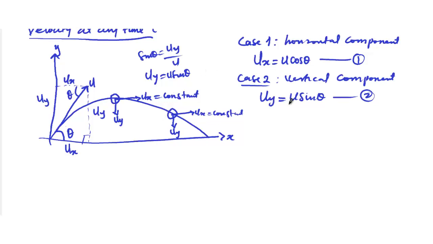All right, so we have u subscript x, which is constant. I think I've been able to say why: there's no force of gravity in the horizontal.